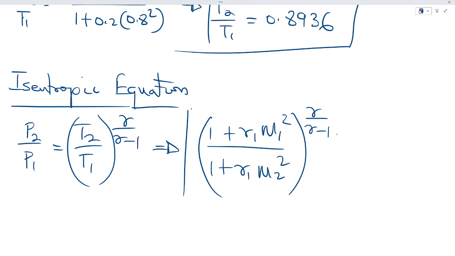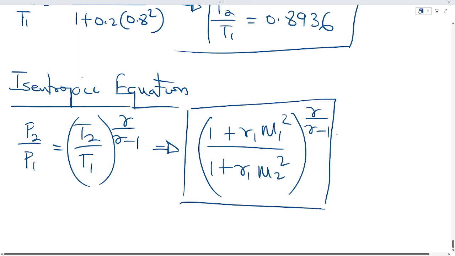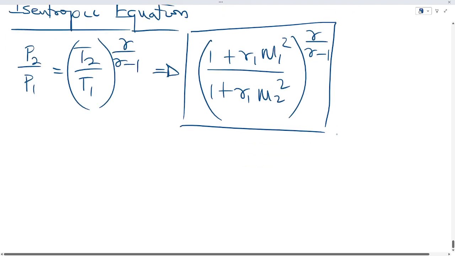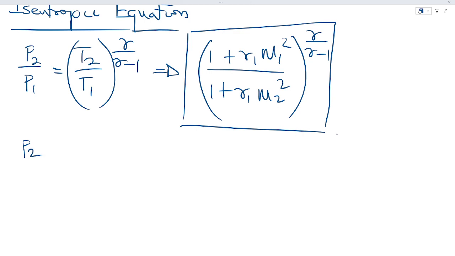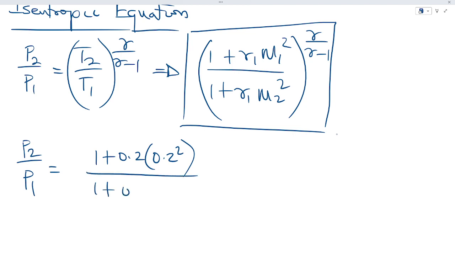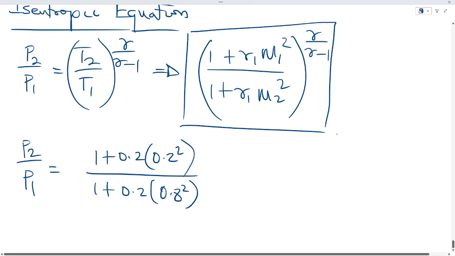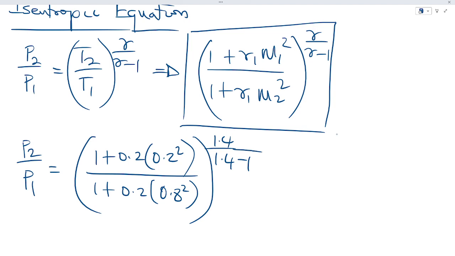And if that should be the case, you can slot in all the values, parameters. So therefore, our P2 over P1 becomes 1 plus 0.2 times 0.2 squared over 1 plus 0.2 times 0.8 squared, all to the power of 1.4 over 1.4 minus 1. Our P2 over P1 equals 0.6746.